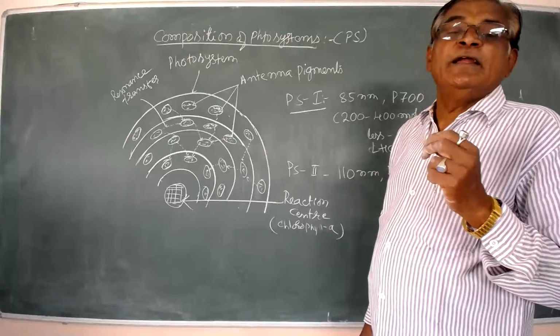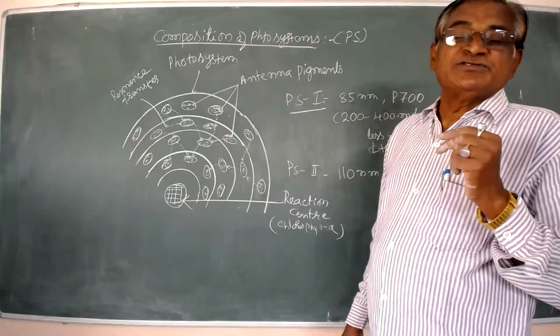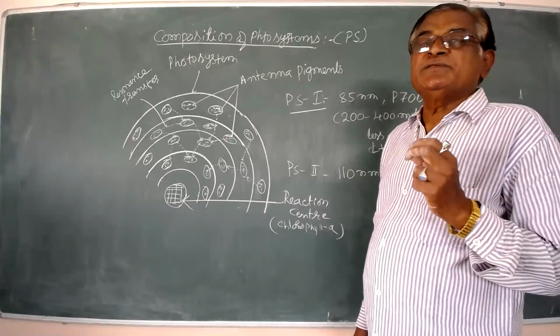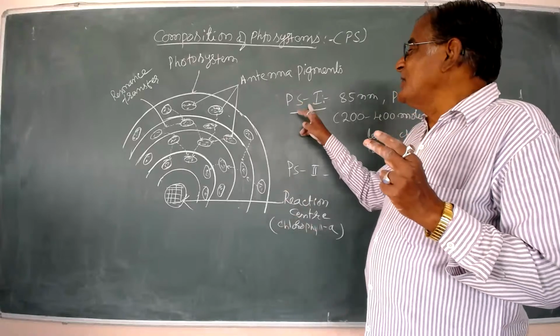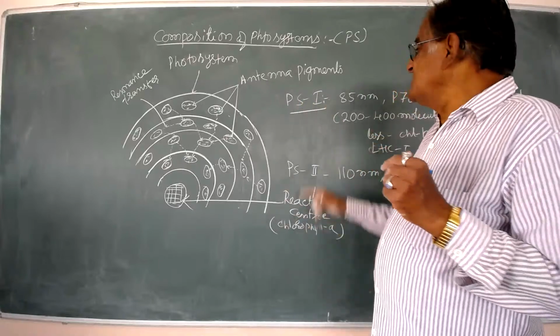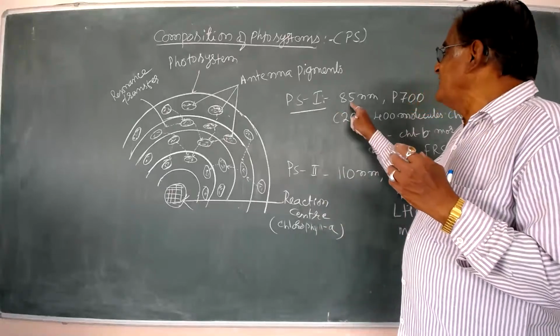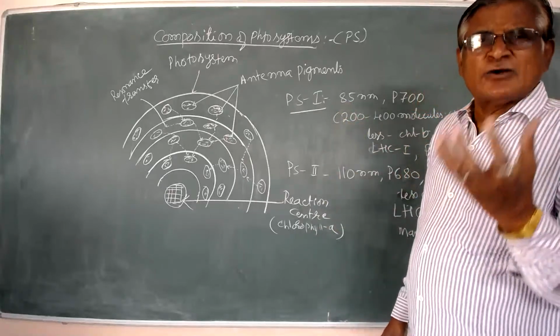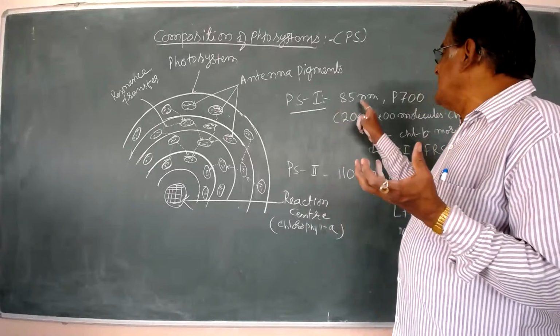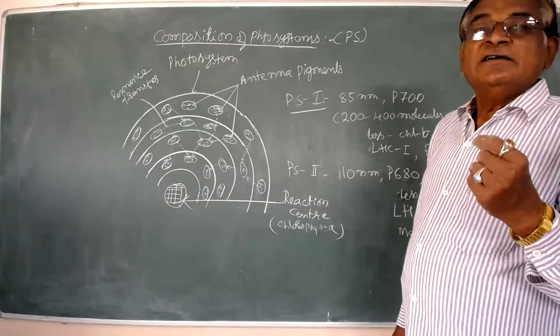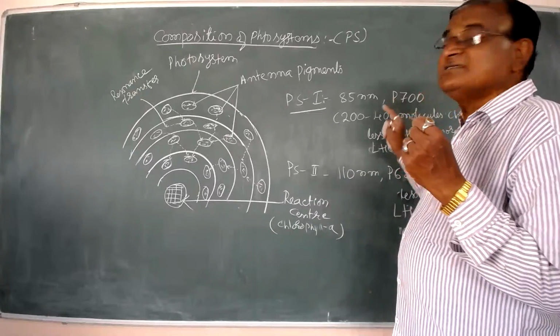With that he explained that there are two photosystems, PS1 and PS2. Photosystem 1 is a spherical ball-like structure, 85 nanometers in diameter. It is a group of pigments, and the reaction center is called P700.